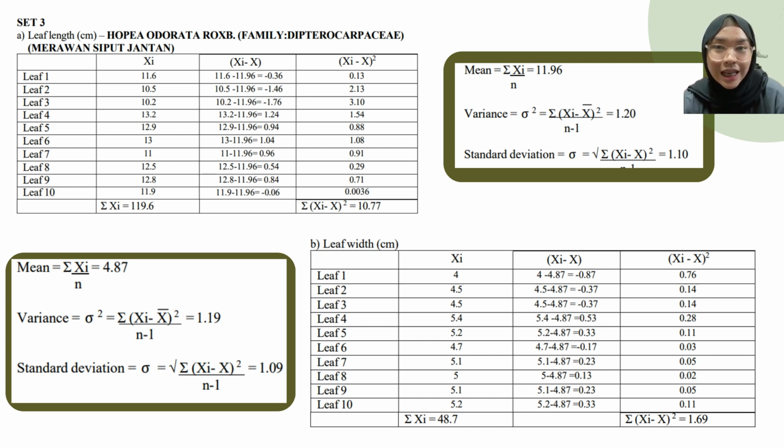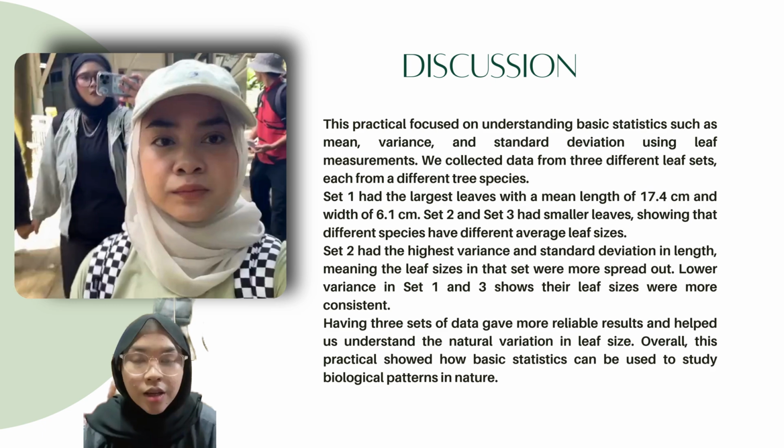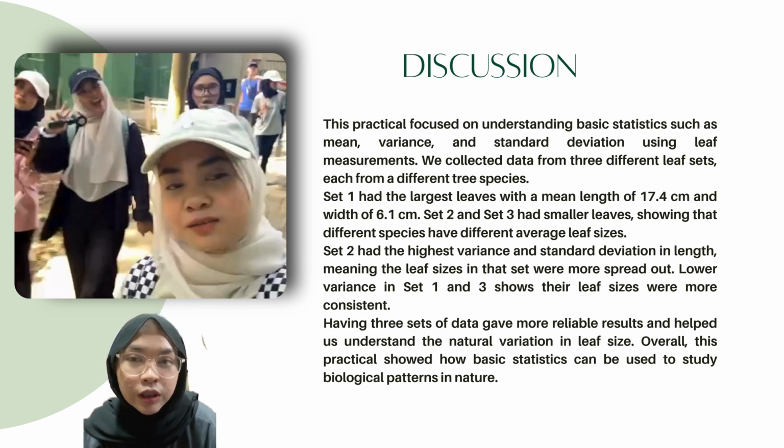So lastly, Set 3B, which is the leaf width. The mean was 4.87 cm, the variance was 1.19 and the standard deviation was 1.09 cm. This showed that although the leaves were small, the width had a moderate spread from the mean. So let's move on to the discussion.